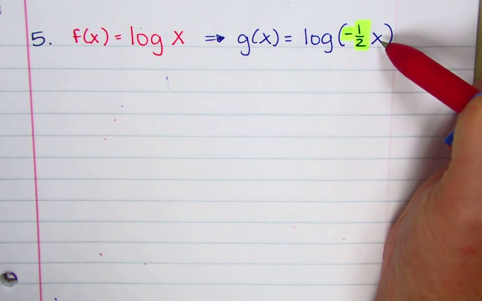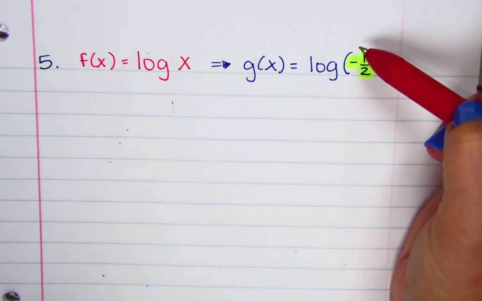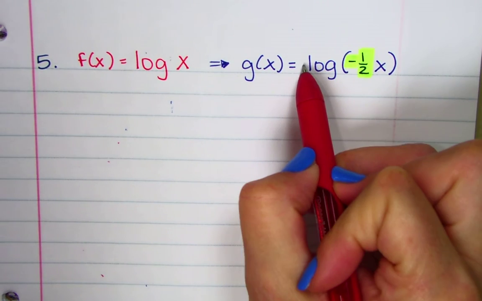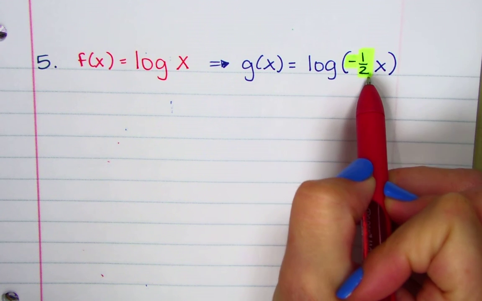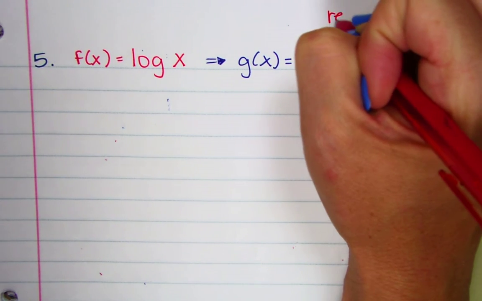What is a negative just in front of the x going to do? What is a negative going to do anyway? Reflect, right? And it's in the y-axis. If it was in the x-axis, it would be right here. If it's just in front of the x in the parentheses, that's going to reflect in the y.